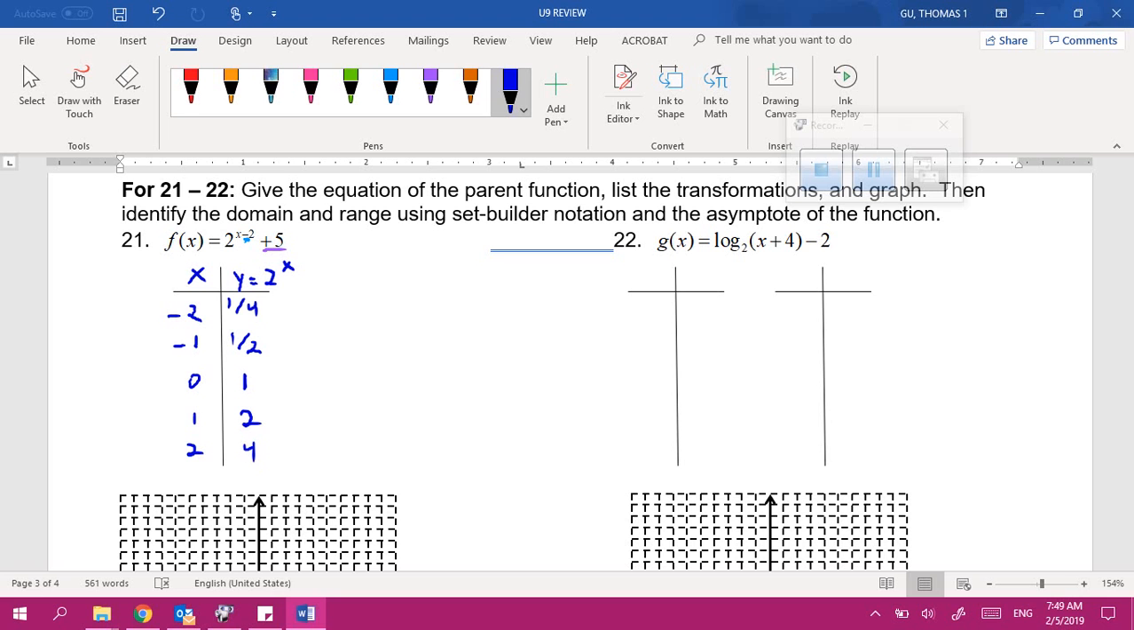Okay, and so now we have to apply our transformation. So what was one of my transformations? It was to the right 2. What would that do to my table? Add 2 to the x's. Right 2. So what are my new x's? 0, 1, 2, 3. Okay. Then we have up 5. What would that do to my table? That's right.